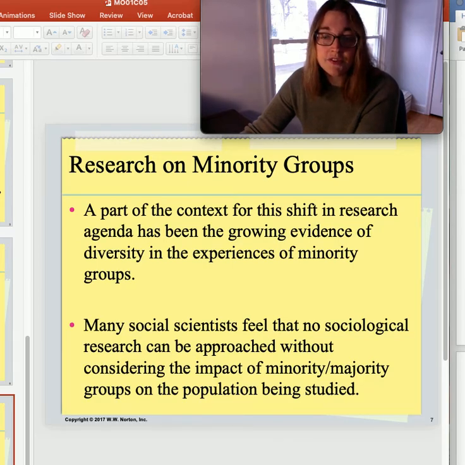Part of the context for this shift really comes from the growing evidence that minority and majority categories are very different in their outcomes, that being a part of a minority or a majority group does dictate your experiences. In fact, many social scientists feel that you really can't do research without considering an individual's membership in a minority group, because that's how big the impact of being a part of a minority group has on your set of outcomes and experiences.